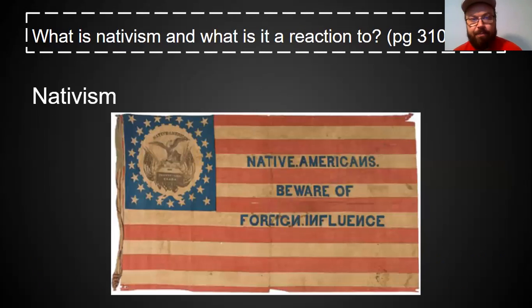So this anti-immigrant sentiment that I was just alluding to is known as nativism. Nativism is the term for anti-immigrant sentiment. And like I said, it is something that basically exists throughout our history.